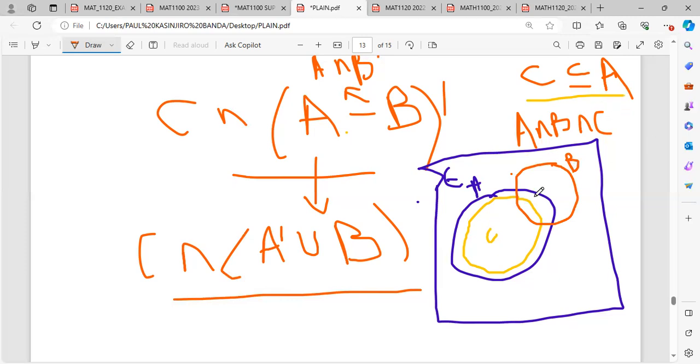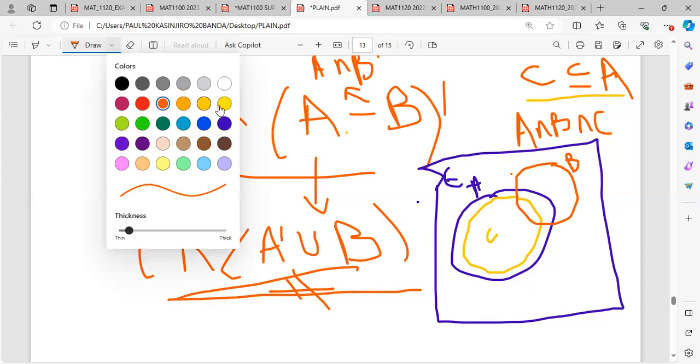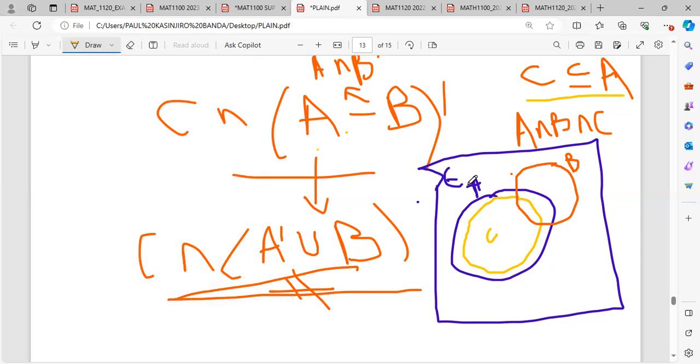Then after drawing this, we can now come to this guy here and use it to shade. So I'll shade C first. Let me shade C with its color, orange. I don't know if that's yellow. So set C is this one. I've shaded it. Then this set C is intersecting with A complement union B.